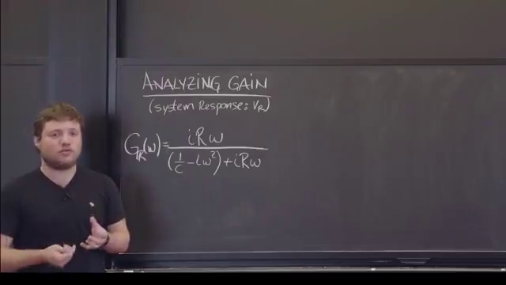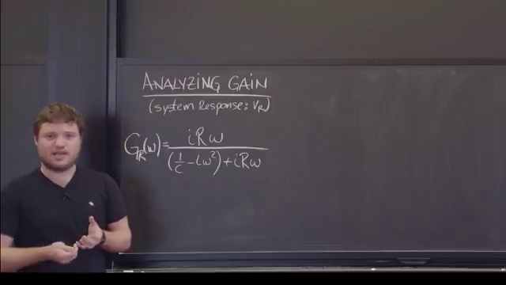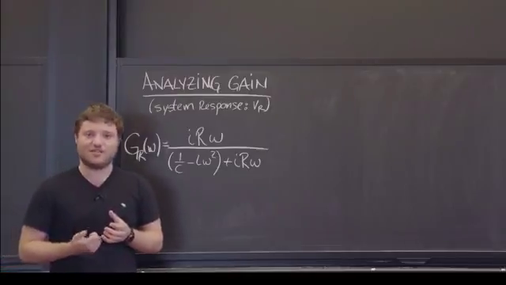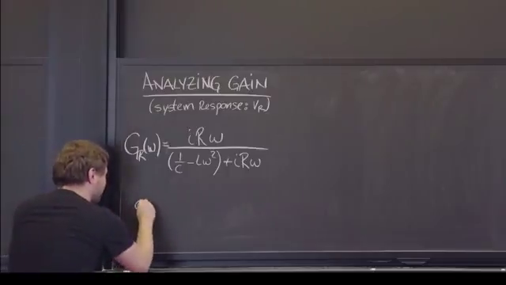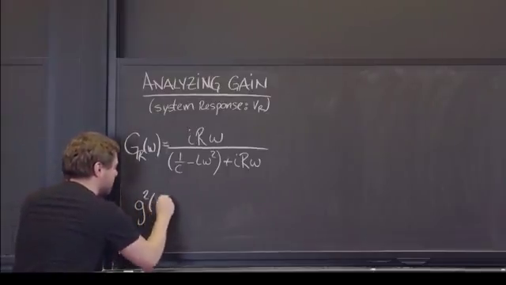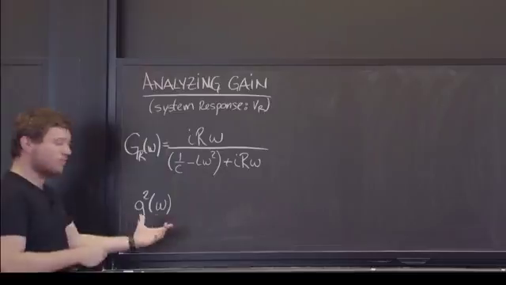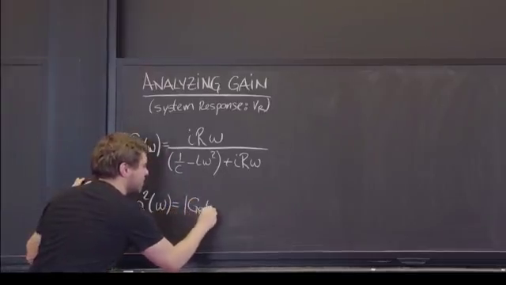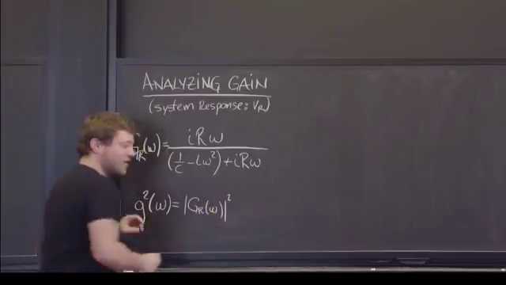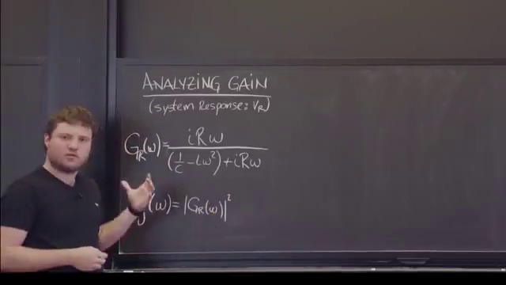So that's what we call the gain, little g. It's much easier algebraically to work with the magnitude squared. So for now, we're going to work with little g squared, which is defined as the magnitude of big G squared. Okay, what is that?